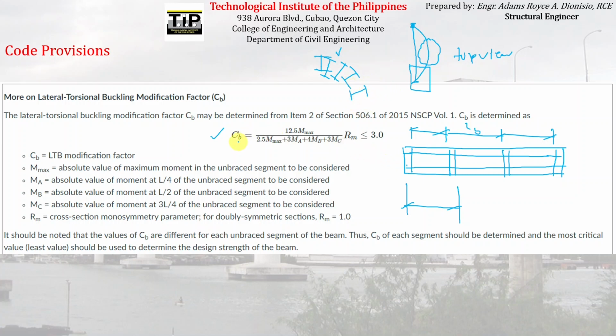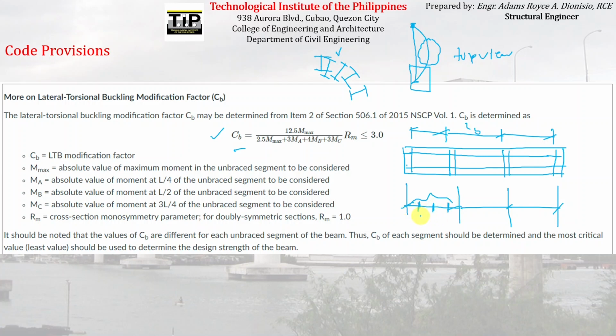So, yung Cb natin, yung LTB modification factor, must be considered at each unbraced length. Okay, at each unbraced length, which are this. So, kung ilan yung unbraced length mo, ganun karami yung Cb mo. Kung may tatlo kang unbraced length, edi tatlo ang Cb mo. Okay? So, yung Mmax dyan sinasabi is yung maximum na moment dito sa segment na to, dito sa segment na to lang. Yun yung Mmax. Yung MA, yan yung moment at this particular location. Okay? Yung MB, yan yung moment at this particular location. MC at this particular location.